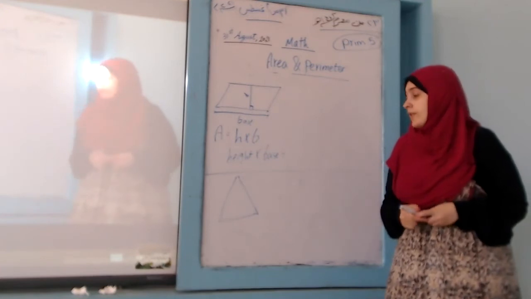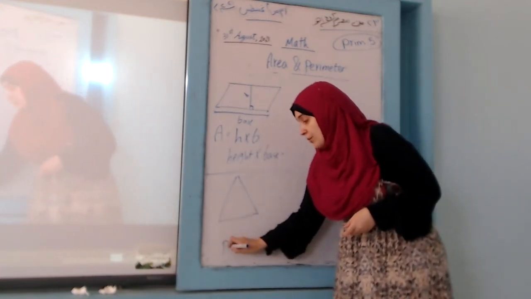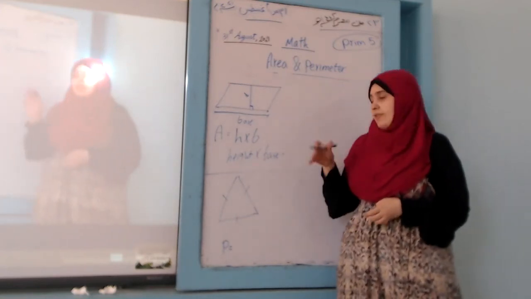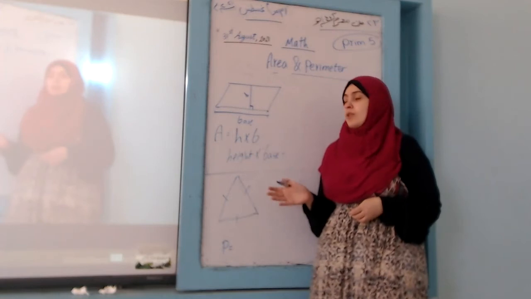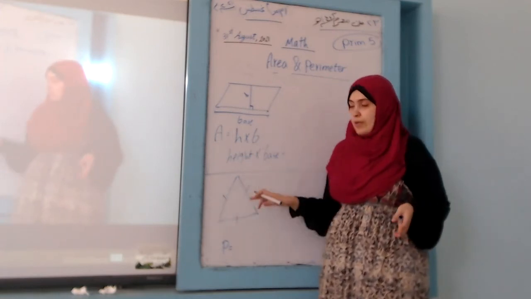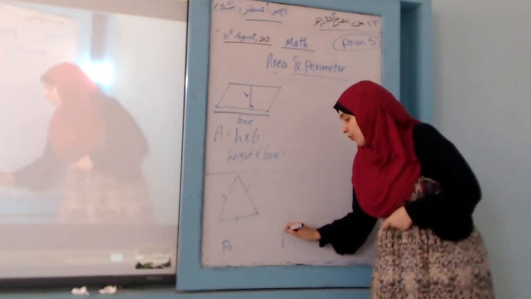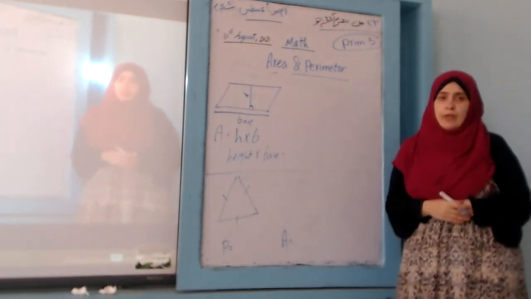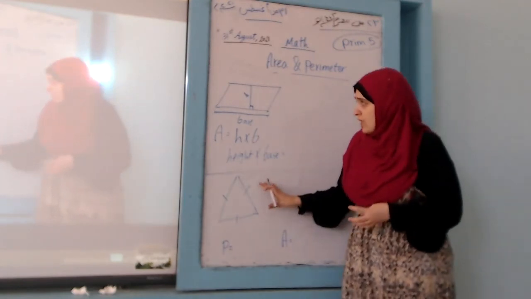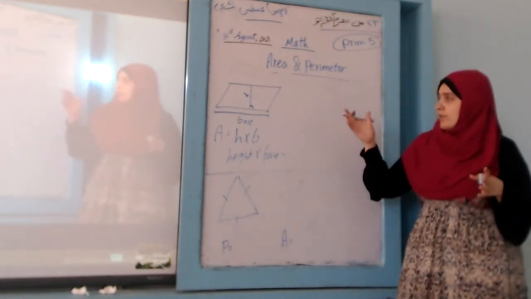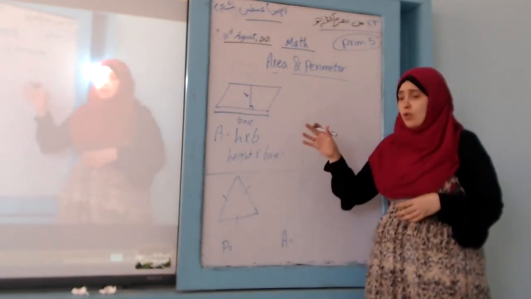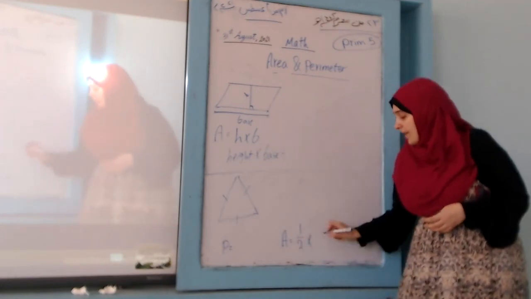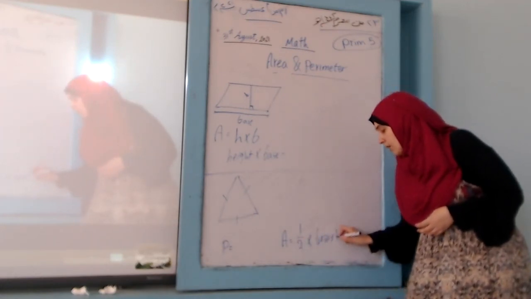For any triangle, I want to get the perimeter of any triangle, the sum of the 3 sides. If it's scalene, isosceles or equilateral, the perimeter is always the sum of the outside lines. For the area of a triangle, it's like the area of the parallelogram, but this triangle is smaller than the parallelogram. So in a triangle, I have half multiply base multiply height.